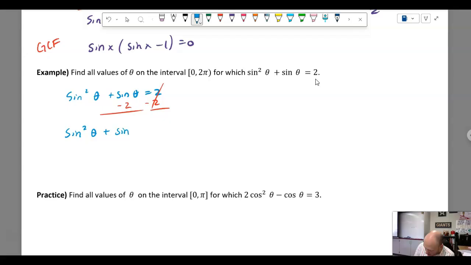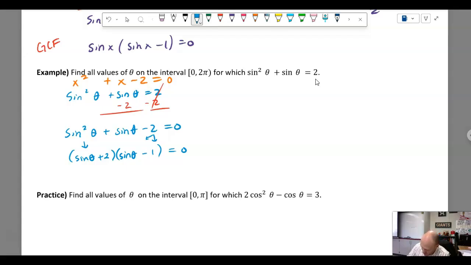Sine squared theta plus sine theta minus 2 is equal to 0. What I kind of want you to see is the structure x squared plus x minus 2 equals 0, because we're going to factor this like it was a normal quadratic. So I'm going to split my sine squared term, right? This gives me sine theta times sine theta, and then I'm going to split 2. That's going to be a 2 and a 1, and I need a negative 1 with a positive 2. That should do it. Okay?